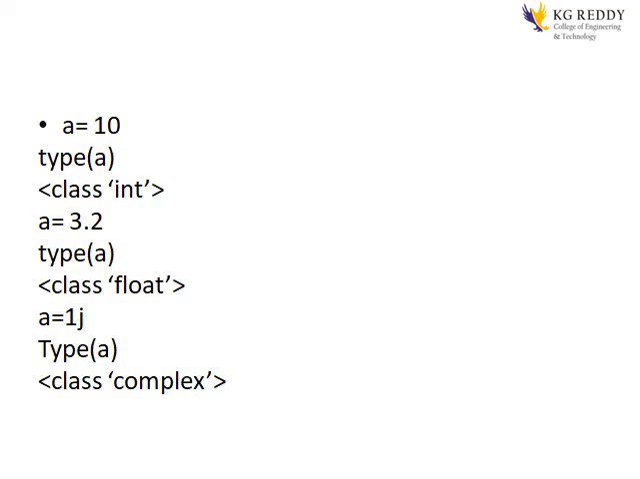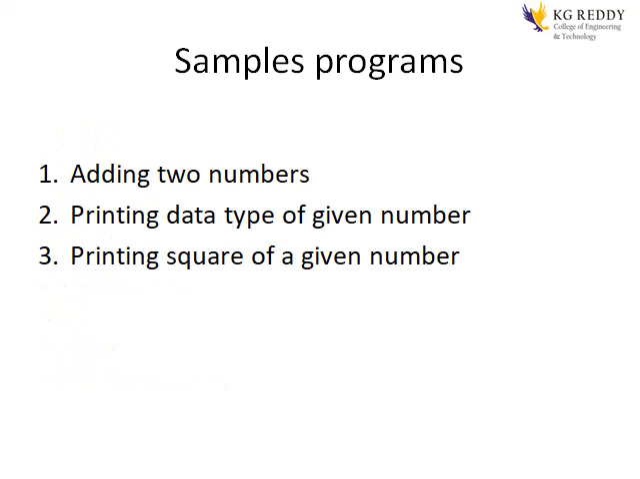If you look at the three assignments made to A, the first assignment is 10, then 3.2, and the last one is 1J. When I try type of A, what it gives is the type of the variable A. So when you want to know the type of a particular variable, you can use the method type of the object given. It will give the data type object back.